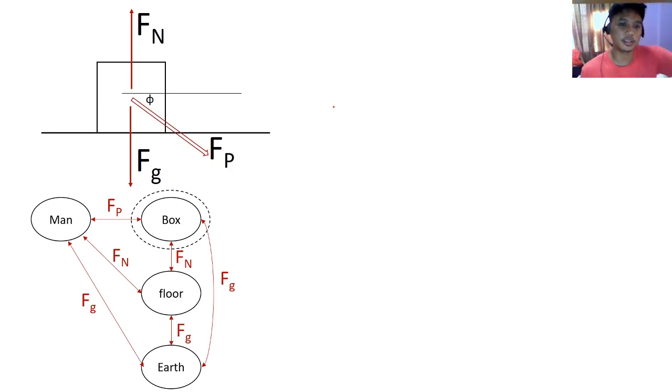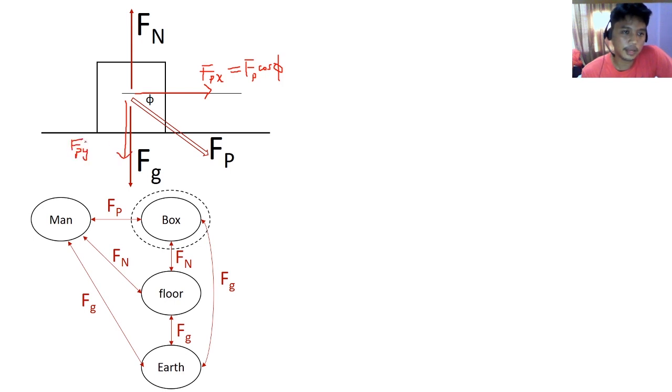Let's look at another example. This time, the pushing force is not purely horizontal, but set at an angle below the horizontal. What happens is, if you remember your trigonometry, this pushing force has an x component in the same direction as the displacement of the box. We can solve that to be Fp cosine of phi. It also has a y component directed downward.